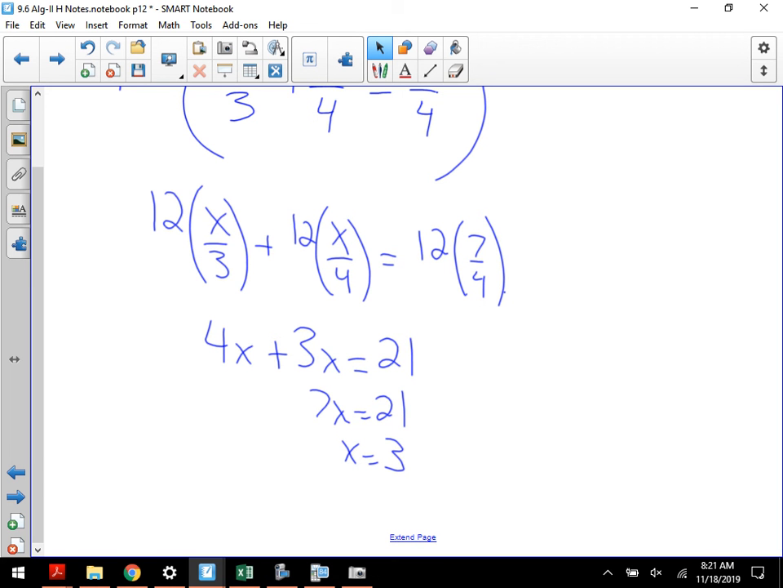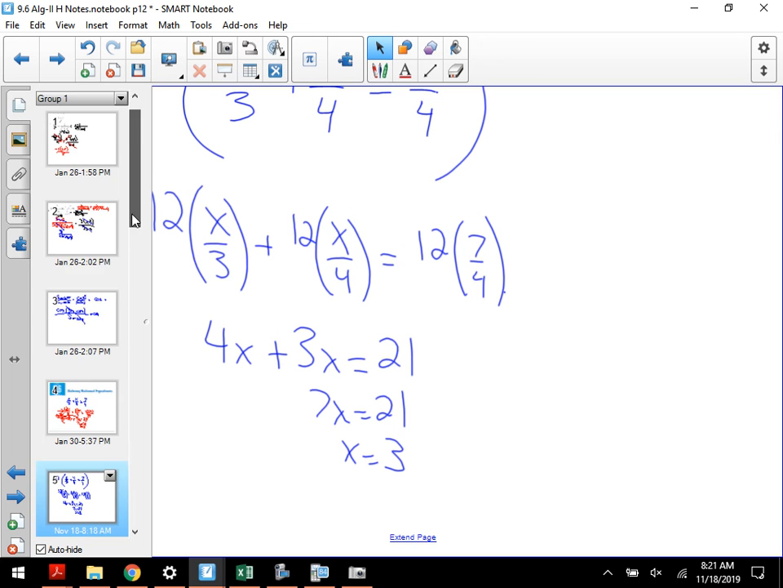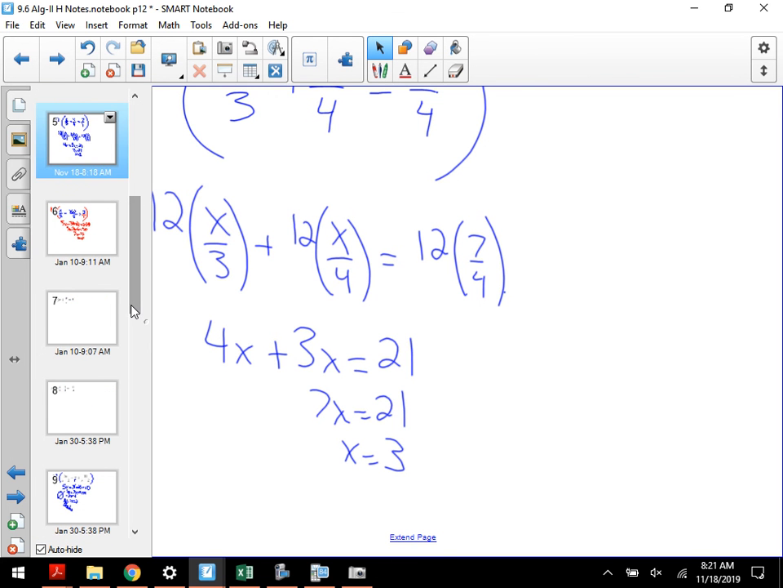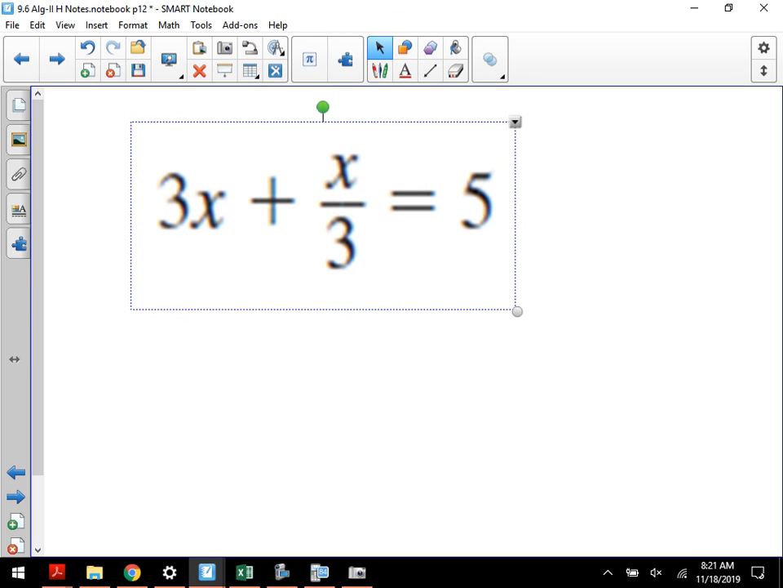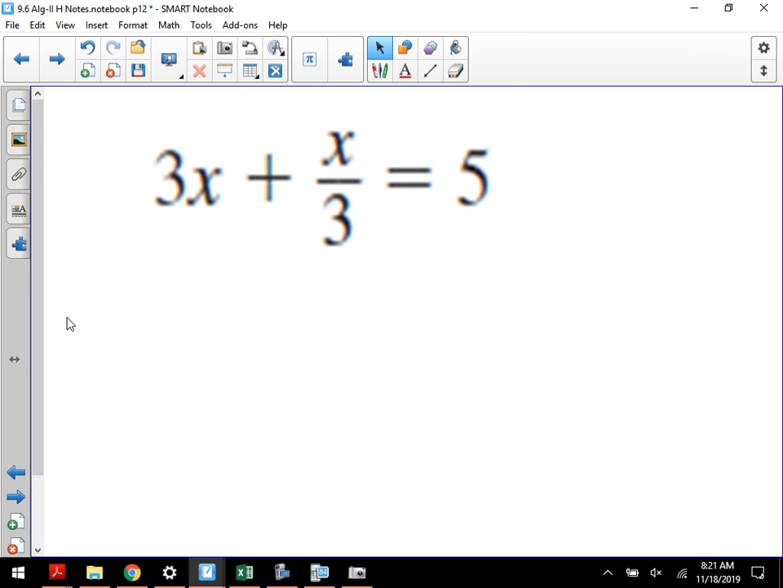Okay. The idea here is that we're going to get rid of the fractions to make our lives easier. Again, go back to something that looks really, really simple. What would you multiply everything by to get rid of that fraction? You'd multiply everything here by 3.